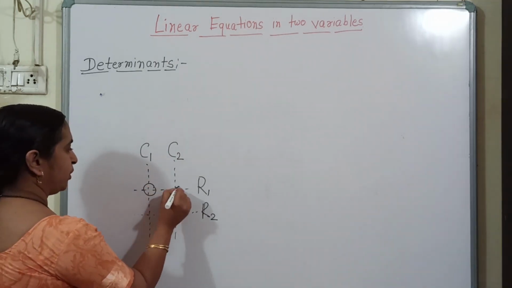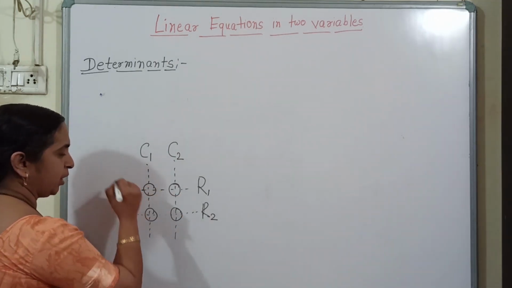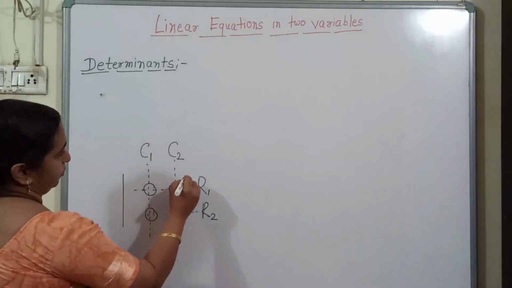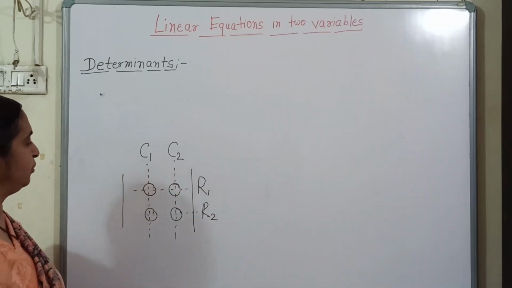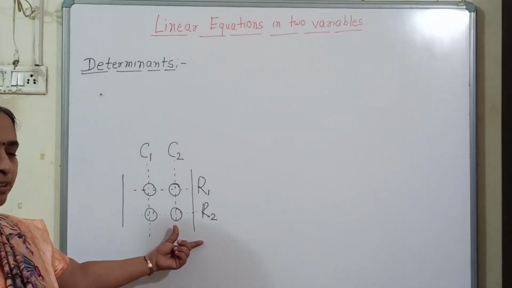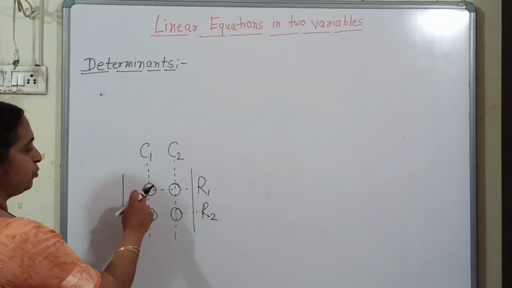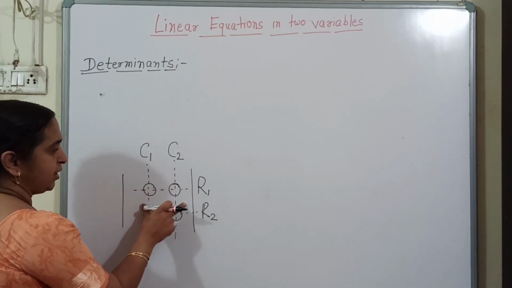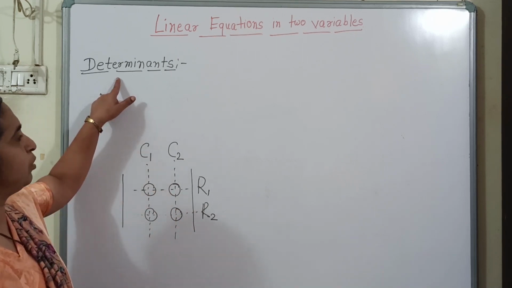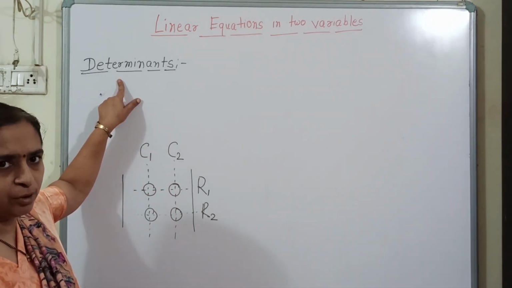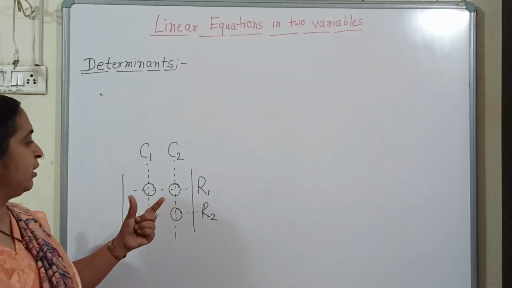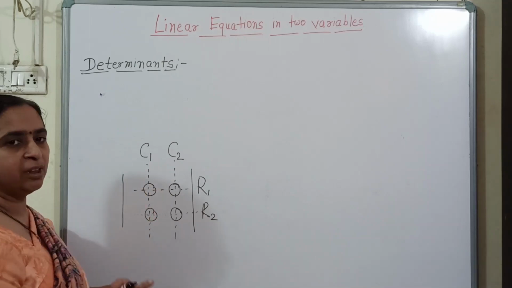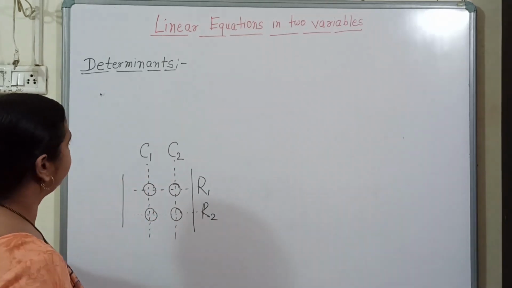At these points of intersection, we have to write the numbers. And these numbers are written within these 2 vertical lines. Means now we have to arrange these 4 numbers within these 2 vertical lines, then such arrangement is called a determinant of order 2. Means there are 2 rows, 2 columns, and order of determinant is also equal to 2.